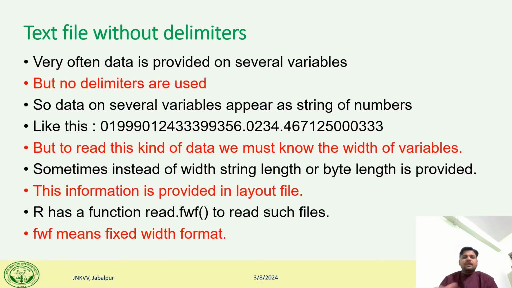Going next, text file without delimiters. Very often data is provided on several variables but no delimiters are used. Such data on several variables appear as a string of numbers like this. But to read this kind of data, we must know the width of variables, because there is nothing like a delimiter. So there is no single space, no double space, no colon, semicolon, nothing. Instead of width strings, they also give length or byte length. This is very useful in reading such a file. This information is provided in the layout file. R has a function read.fwf to read such files. FWF means fixed width format.